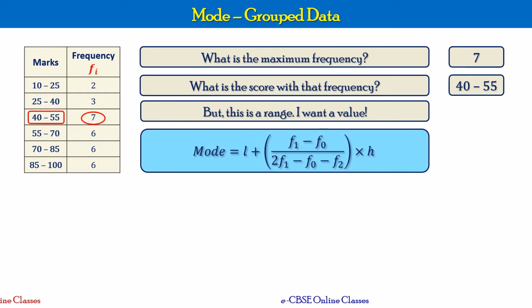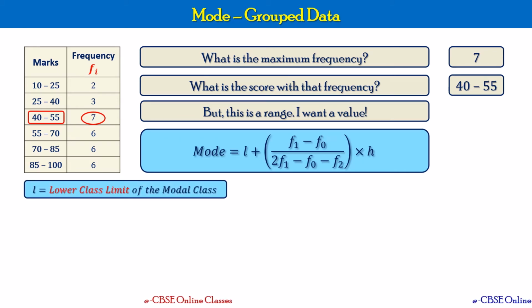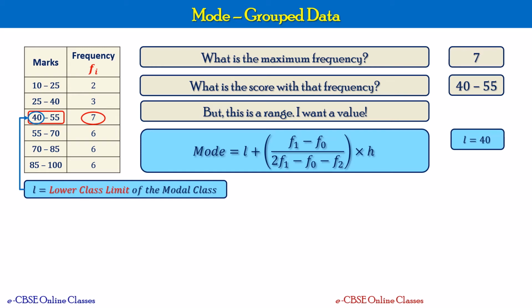Mode is equal to L plus (F1 minus F0) divided by (2 into F1 minus F0 minus F2), whole multiplied by H. Now let's look at what each of these terms mean. The first term is L. L is the lower class limit of the modal class. Now you may ask, what is a modal class? The class with the highest frequency is called the modal class. So the modal class is 40 to 55 here. So L will be the lower limit of that class, that is 40. So L is equal to 40.